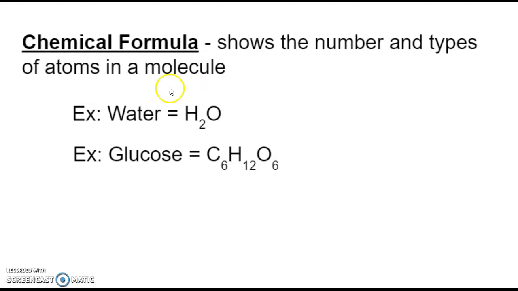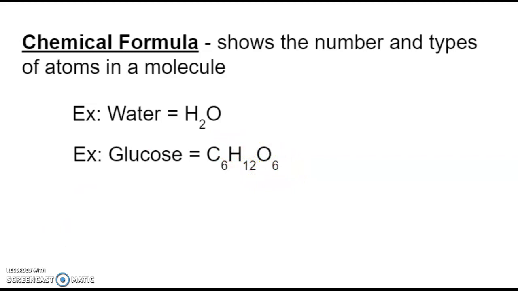So when I say chemical formula, the chemical formula is H2O. The name of that molecule is water. If I say, what's the chemical formula for glucose? You would tell me C6H12O6. It tells me here I've got 6 carbons, 12 hydrogens, and 6 oxygens.